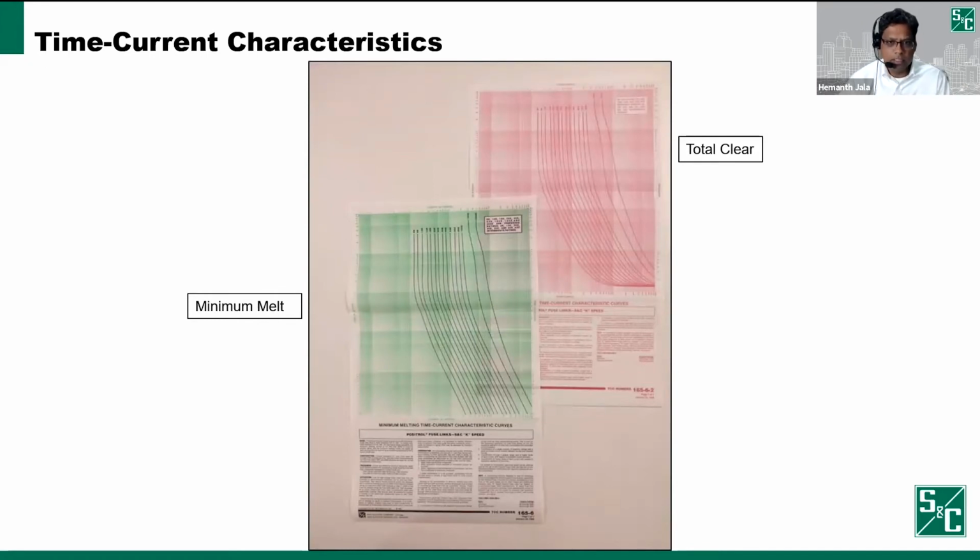When TCCs were originally generated, they were published on paper. So SNC still publishes PDF copies of TCCs, either as PDF or like a physical copy, just like you're seeing on the screen. We also provide the data points so that you can import the data points of a TCC into your own software, plot the TCCs, and see how they coordinate with other devices on the system.